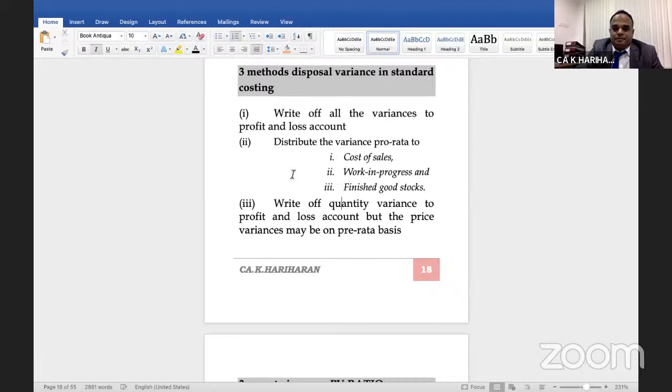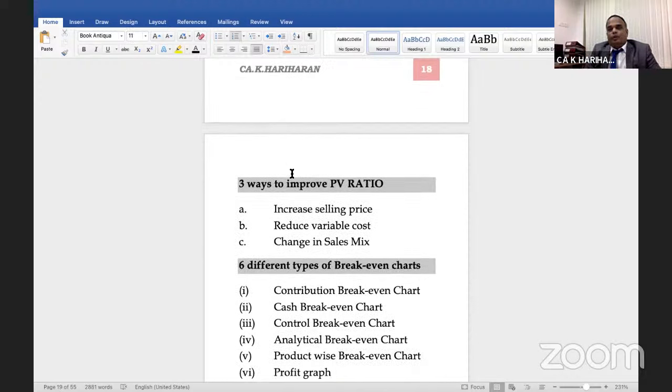PV ratio, how to improve the PV ratio? Profit volume ratio: contribution divided by sales into 100 is equal to PV ratio. You know, right? Numerator contribution, denominator sales into 100. Contribution represents sales minus variable cost. So only two elements are there: variable cost and sales. If there is an increase in sales, we can improve PV ratio. If I'm going to decrease the variable cost, I can improve PV ratio. Or another one: if I'm going to change the sales mix, where more than one product is there, then the more profitable product I'm going to sell more, and the less profitable product I'm going to concentrate less, then PV ratio will get increased. Understood? Easy one, if you know the formula: sales minus variable cost, the numerator called contribution, denominator is sales into 100. Increase the selling price, decrease the variable cost, or change the sales mix pattern.